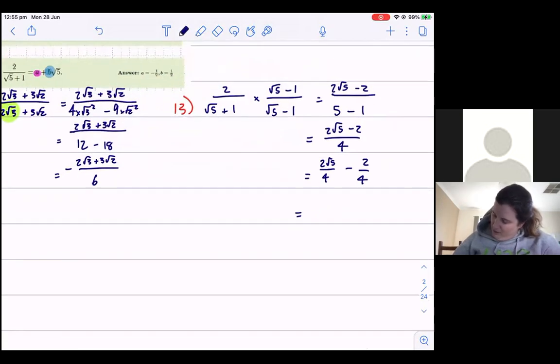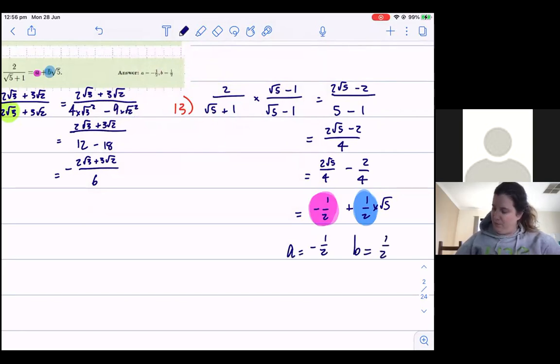So we've got -1/2 plus half times √5, if you can see. So the number with the surd is +1/2. The number without a surd is -1/2. So we've got A equals -1/2, B equals +1/2.